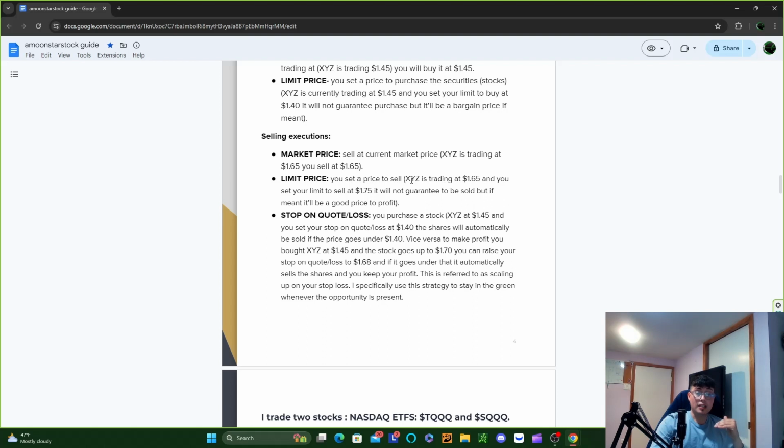You want to sell. XYZ is currently trading at $1.65. And then if you want to sell it at a limit, now it's a little backwards because now you want to take profit.